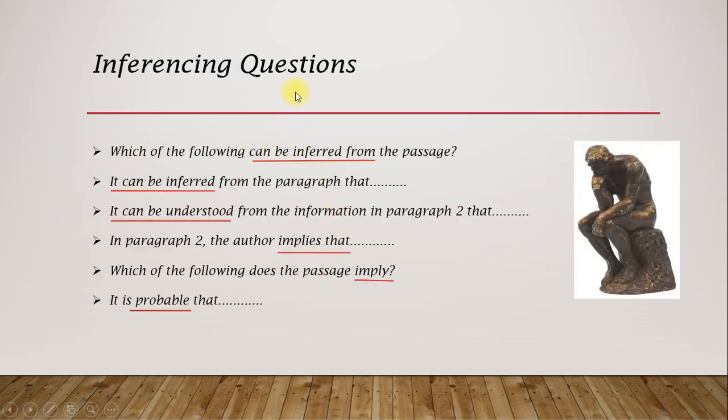Questions on inferencing may appear like the ones below. Let's have a look. Which of the following can be inferred from the passage? Aşağıdakilerden hangisi pasajdan çıkarılabilir? It can be inferred from the paragraph that. It can be understood from the information in paragraph 2 that. In paragraph 2, the author implies that. İkinci paragrafta yazar şunu ima ediyor. Which of the following does the passage imply, or it is probable that?